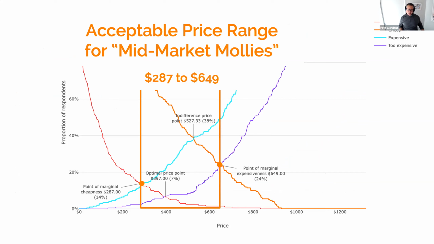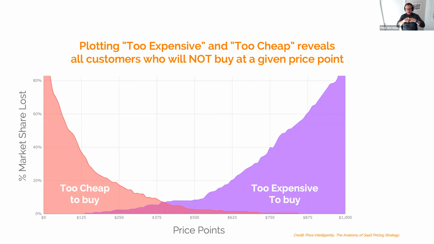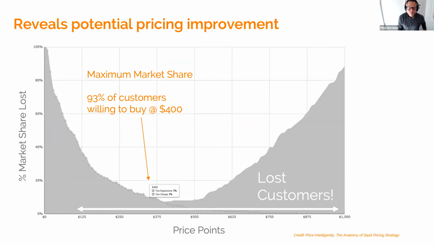And what's really compelling about this is this. If you just look at the people that say that price is too expensive and that price is too cheap, and if you put those curves together, you get all people that won't buy at a certain price. And the graph looks something like this. And so everything in red and purple are people that think the price is too cheap to buy it or too expensive to buy it. Now, there's something very interesting about this. What this is a plot of, anything in gray means they won't buy it. So less gray is good.